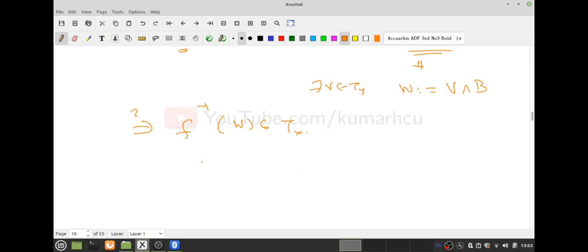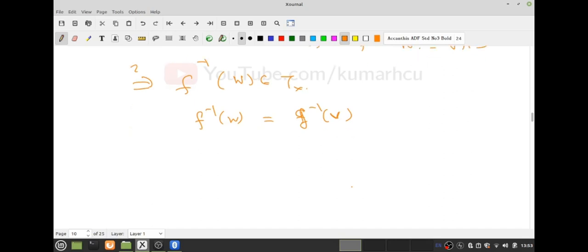What I am claiming is that f inverse of w is nothing other than g inverse of v. Do you understand that? Please remember, it is f inverse of v. I hope if you have been struggling with me for a long time, then you would know. I always try to push somewhat subtler and harder results also, because that's the only way we can improve. Is it clear?